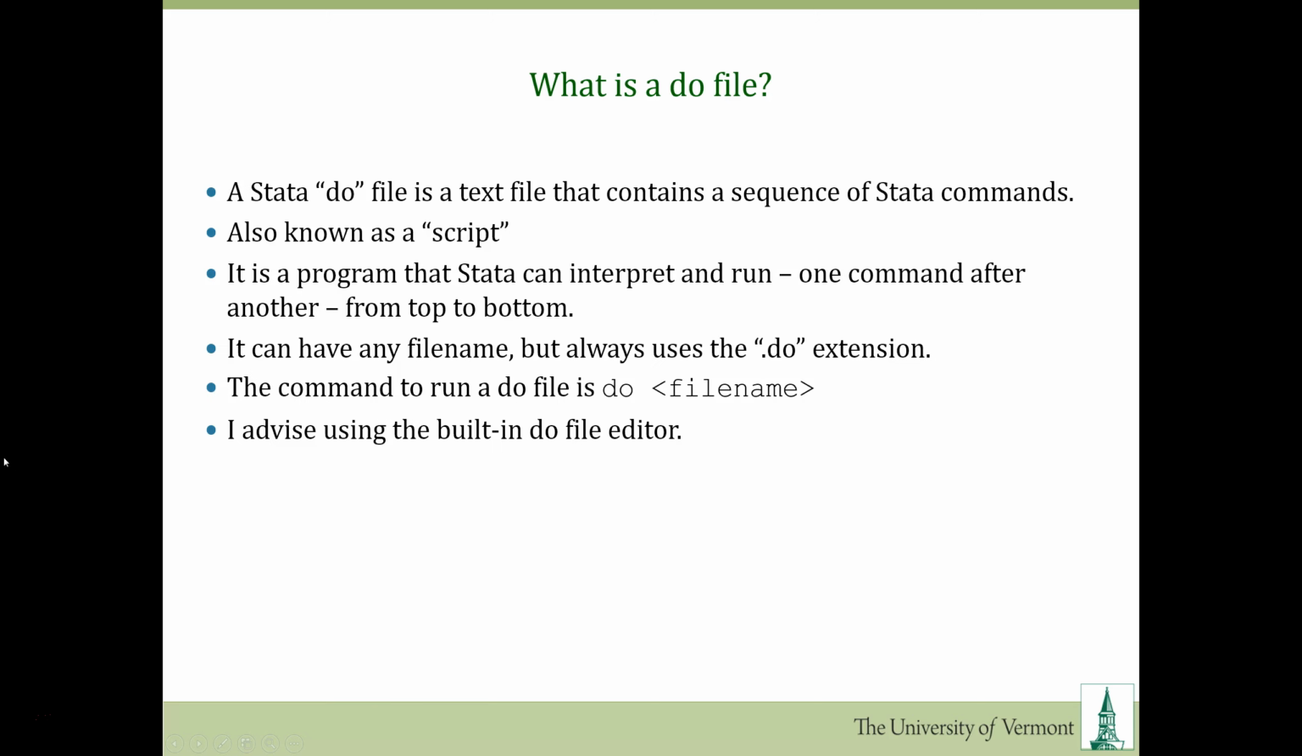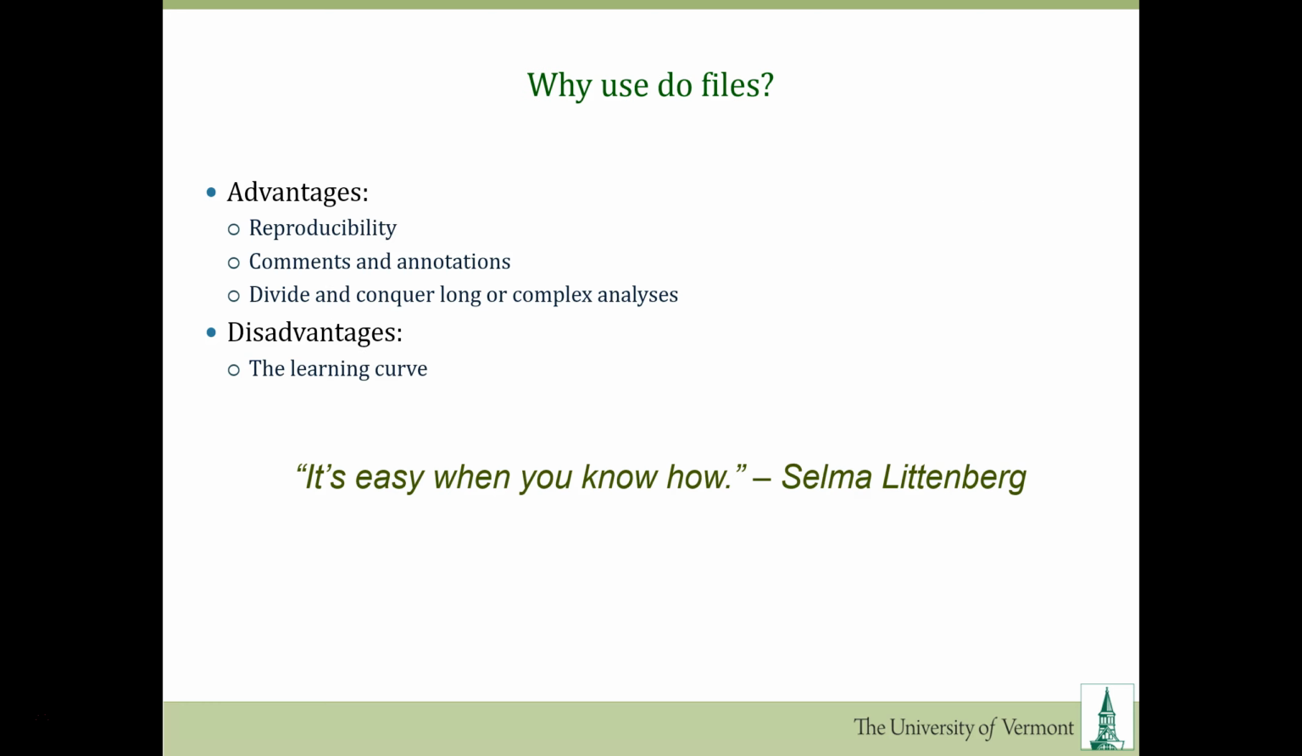So what is a do file? A Stata do file is a text file that contains a sequence of valid Stata commands. It's also known as a script. It's a program that Stata can interpret and run, one command after another from top to bottom. It can have any file name, but it always uses the .do extension. The command to run a do file is do, followed by the name of the file. You don't have to add the .do to the back of the file name in this case, but it doesn't hurt if you do. When you're building a do file, I advise using the built-in do file editor, and we'll show you how to do that in just a second.